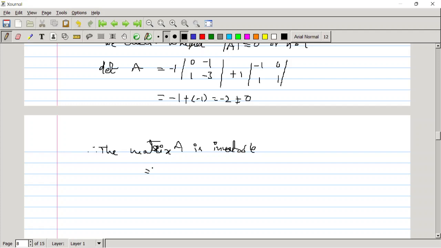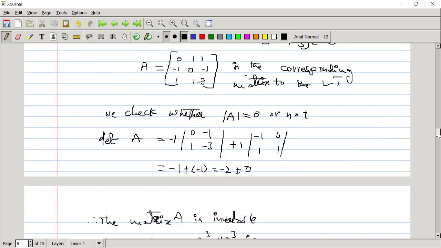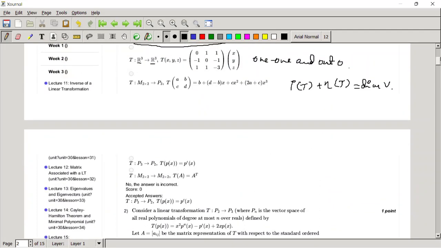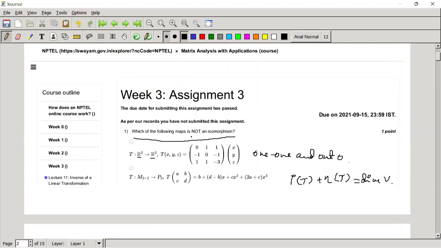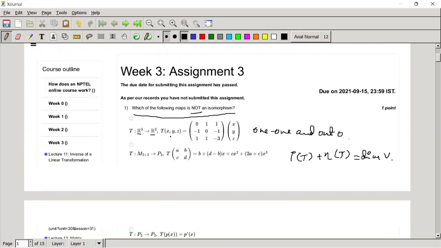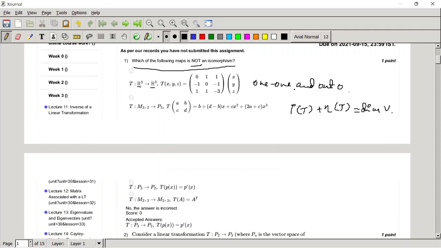That implies the linear transformation corresponding to the matrix A from R cube to R cube is one to one, hence it is onto also. So the first option is not the correct option, because the question asks which one is not an isomorphism. So let's check the second option.